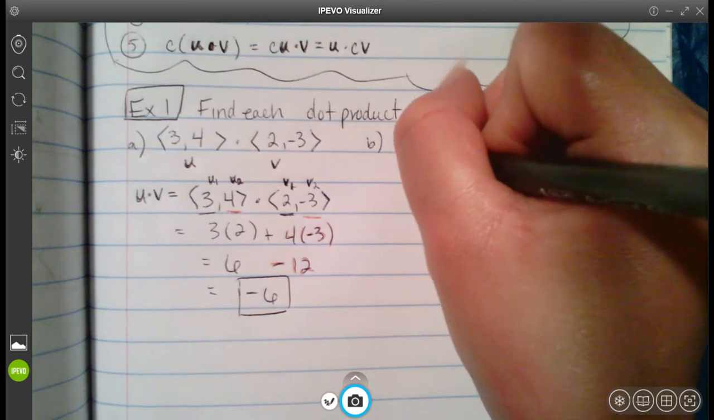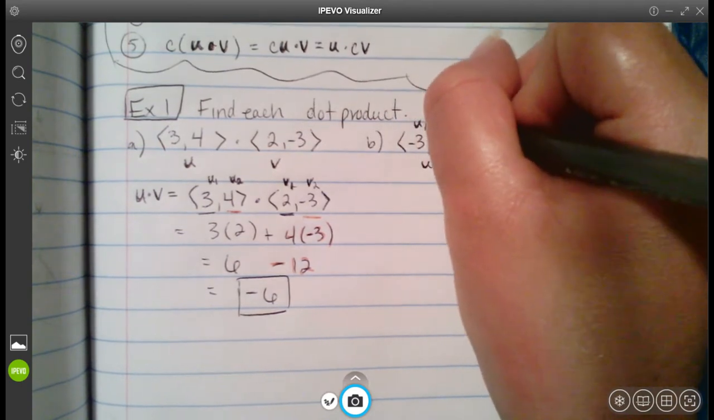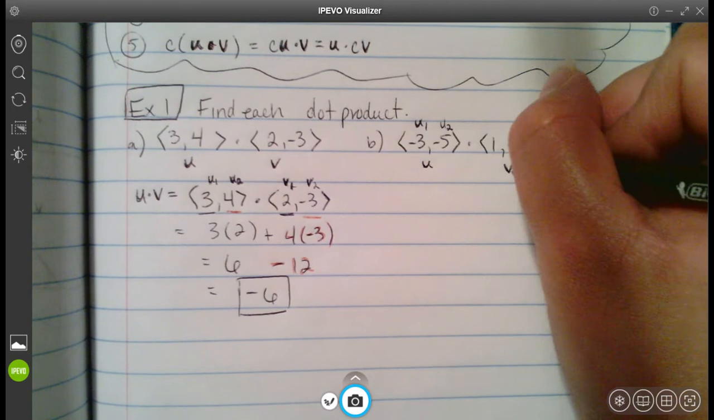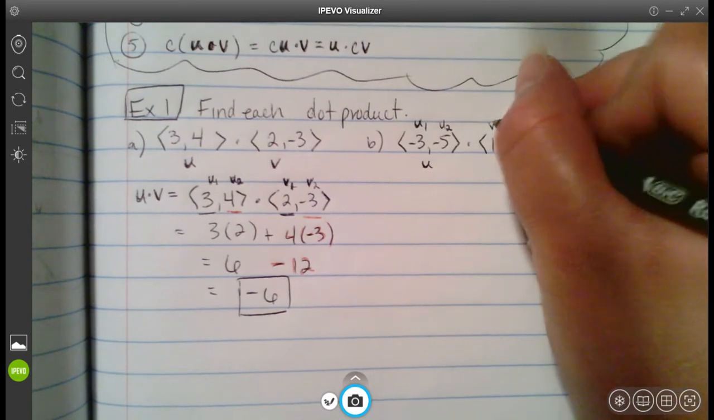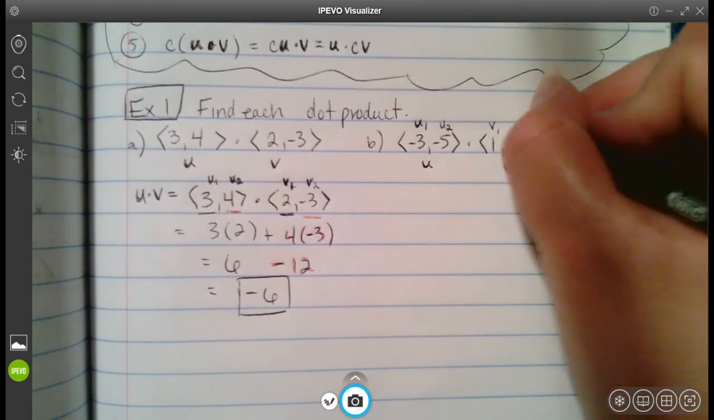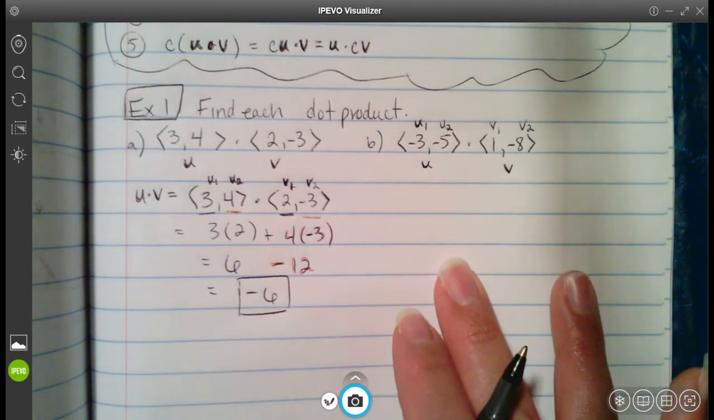So we'll put the u here, u1, u2. This is v, so this would be v1, v2. We're going to go right into the calculation for this one.